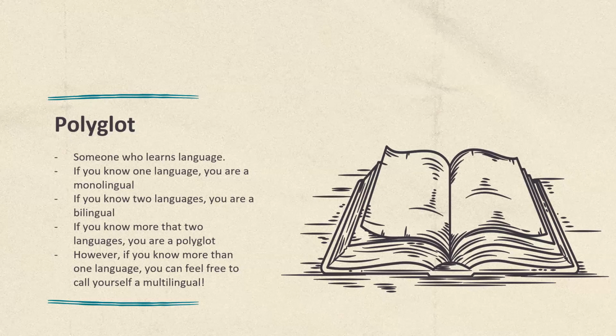So we have a monolingual. He knows only one language, like maybe Arabic, right? And a bilingual knows two languages, Arabic and English. And maybe some people, friends, colleagues, know Arabic, English, and French. So we call them polyglot because they know more than two languages. However, the person who knows English and Arabic, we call him a multilingual because he knows more than one language.